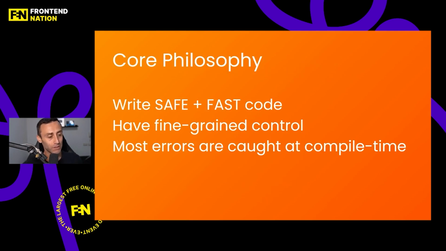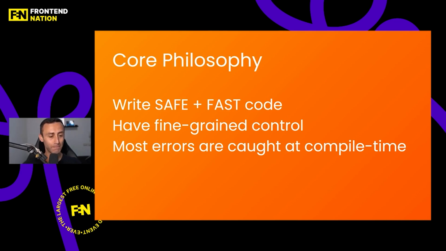Now let's talk about the core philosophy of Rust. The core philosophy of Rust revolves around enabling developers to write software that is both safe and fast. It aims to give you the fine-grained control you'd expect from languages like C and C++, but with powerful compile time guarantees that prevent many common bugs that plague those languages. Think of it as system programming without the fear.